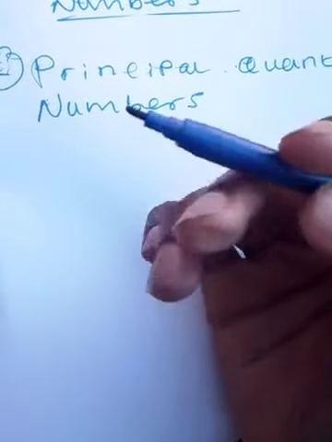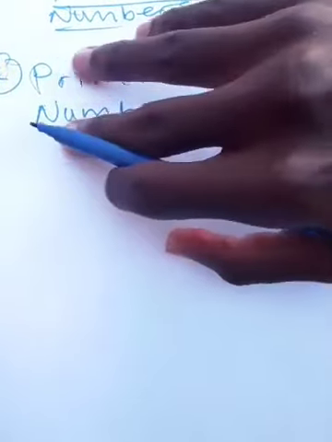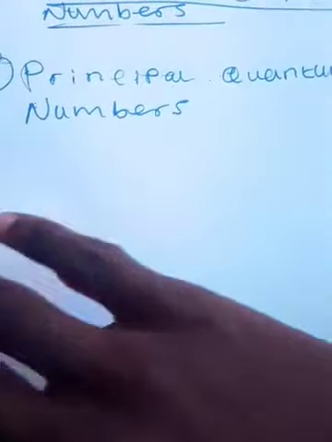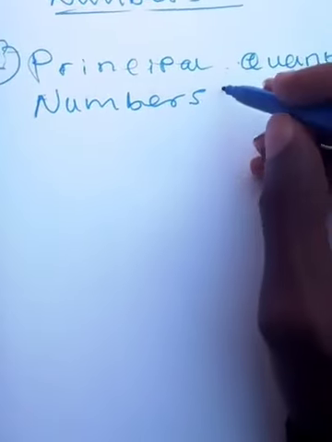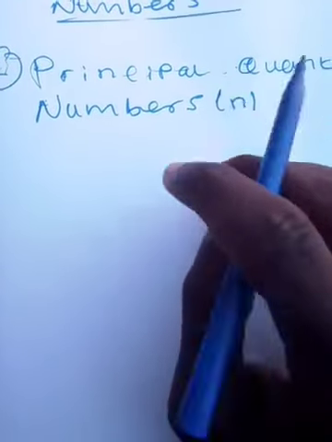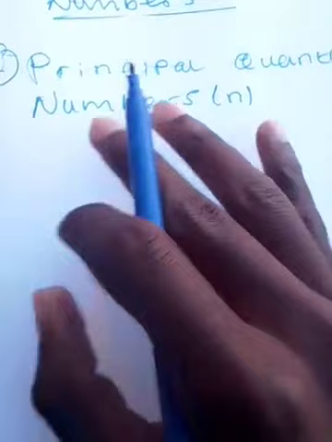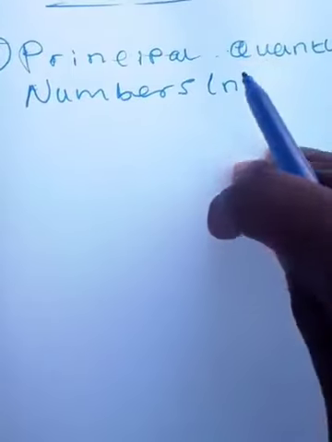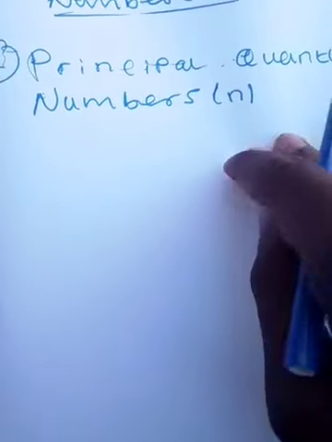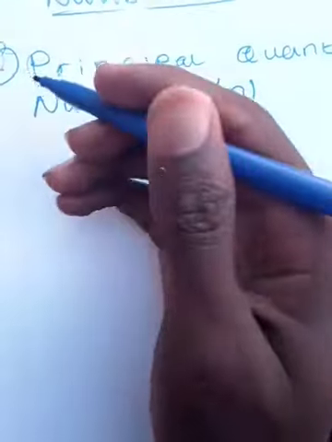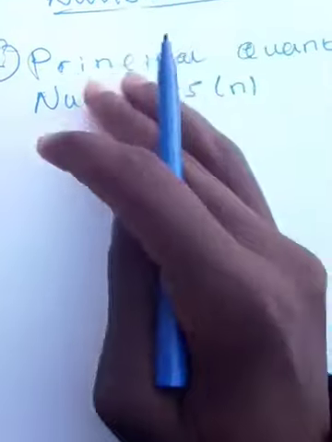Now, what are these principal quantum numbers? First of all, before I even proceed, you need to understand that the principal quantum numbers are denoted by the letter n. So whenever you see the letter n used anywhere, just know that this is a principal quantum number. I'm sure for these you are familiar, right? If you've understood the introductory part.